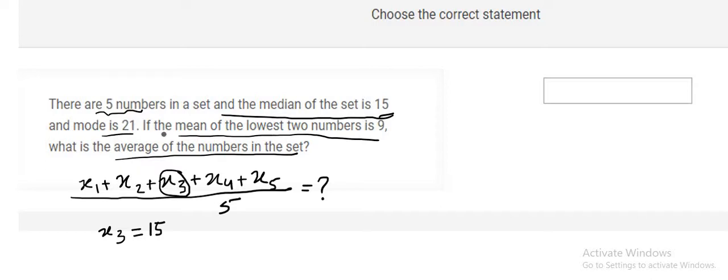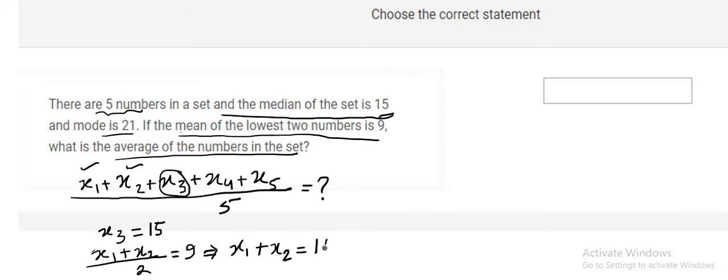So let's look into the next information, which is that the mean of the lowest 2 numbers is 9. Here the lowest 2 numbers are x1 and x2, and since their mean is 9, we can represent it by (x1 + x2)/2 = 9. So we can change this quantity and find that x1 + x2 is 18. At this point we have already found the values of x1, x2 and x3. Now we need to find x4 and x5.